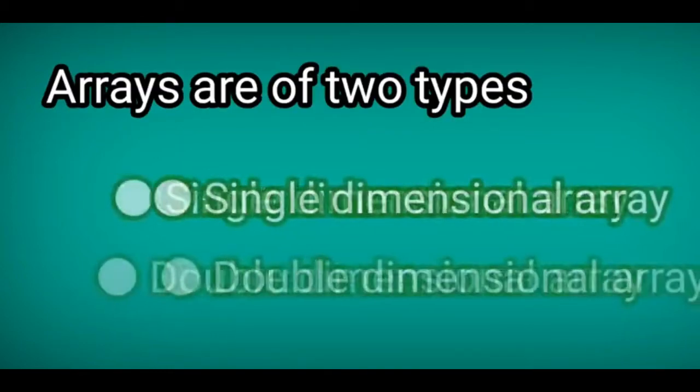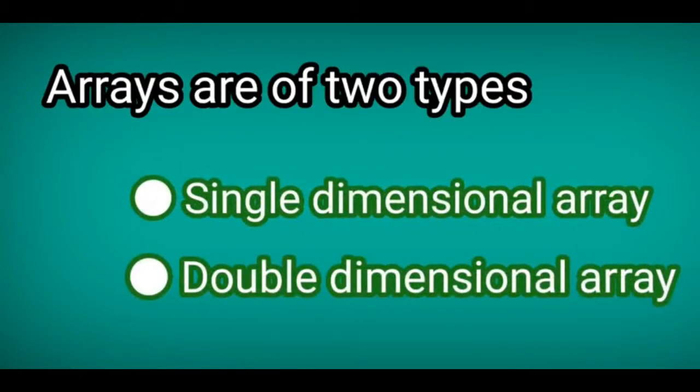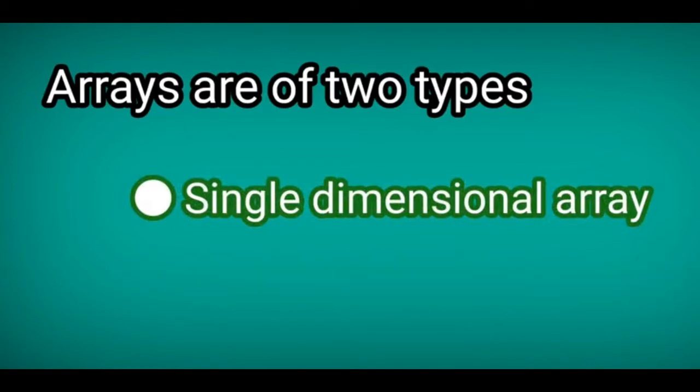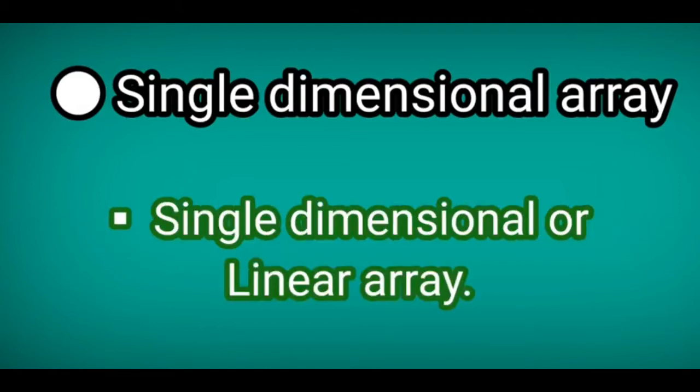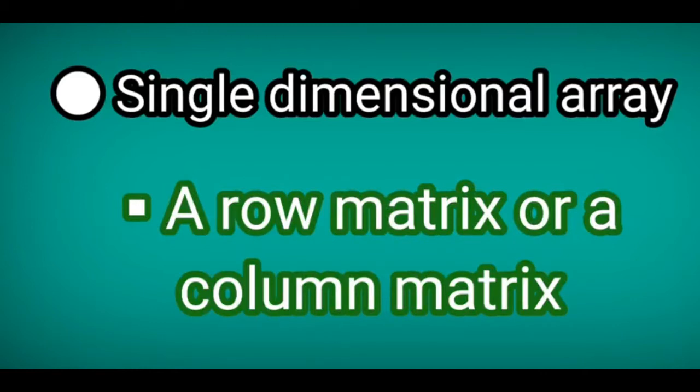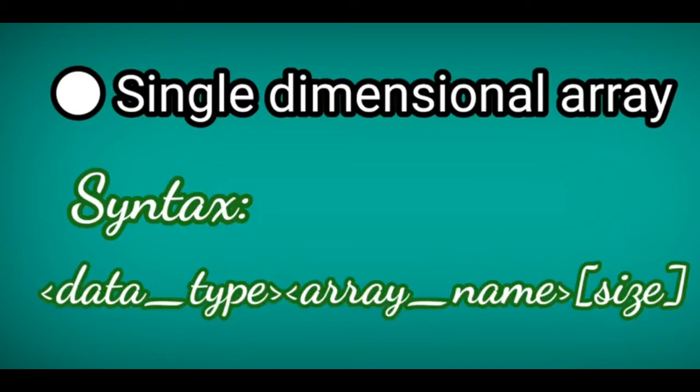Arrays are of two types. They are single dimensional array and double dimensional array. Single dimensional array: array elements that are specified by one subscript are called single dimensional array or linear array. A single dimensional array is either a row matrix or a column matrix. Syntax of single dimensional array: data type, array name, and size.